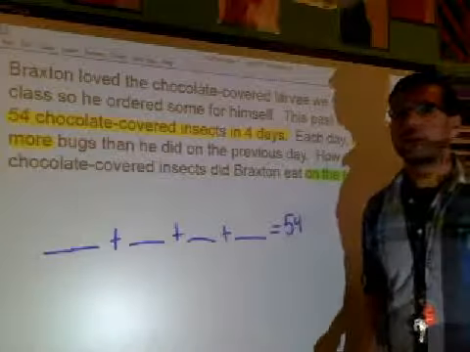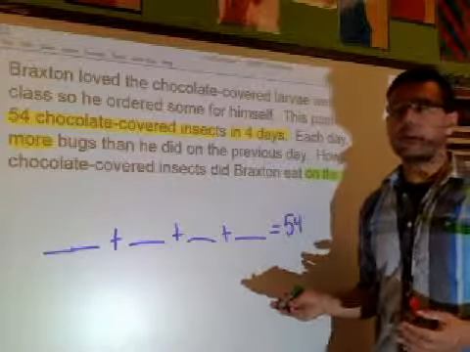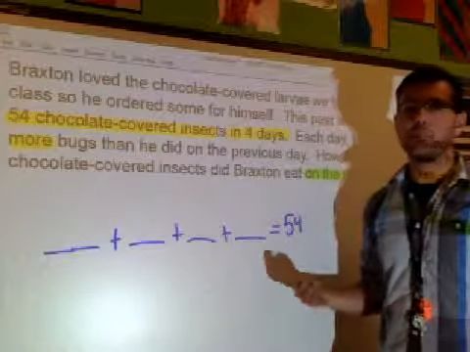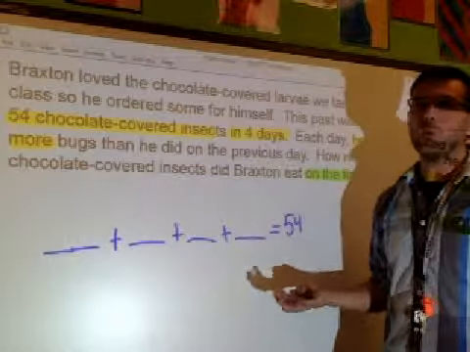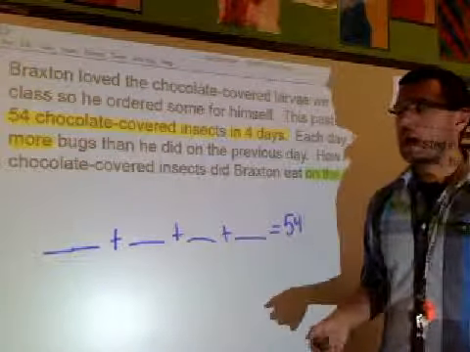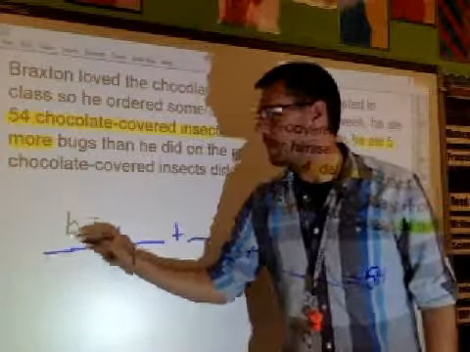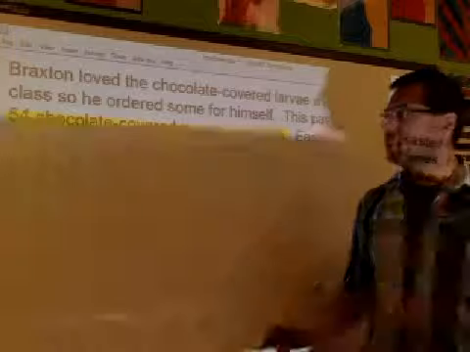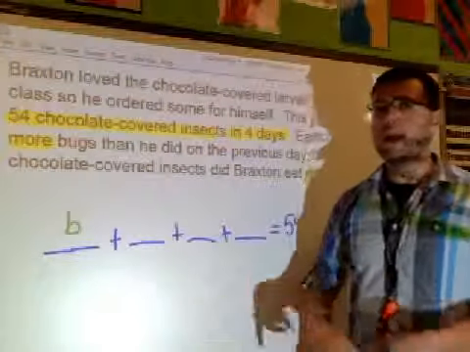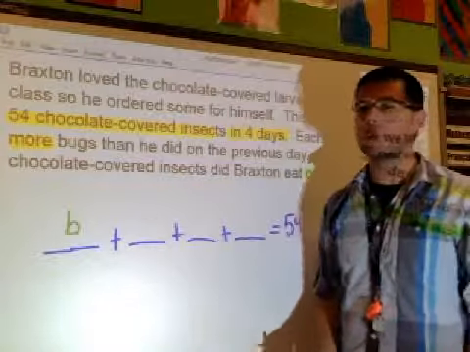Okay? So if I'm going to use a variable to represent the number of bugs, because I don't know how many bugs he had on the first day, that's actually what I'm trying to find out, I'm going to pick the letter B maybe, because B stands for bugs. But you could really pick any symbol or letter. And I'm going to say, all right, so on the first day he had B number of bugs, some unknown number of bugs. That's what I need to find out.